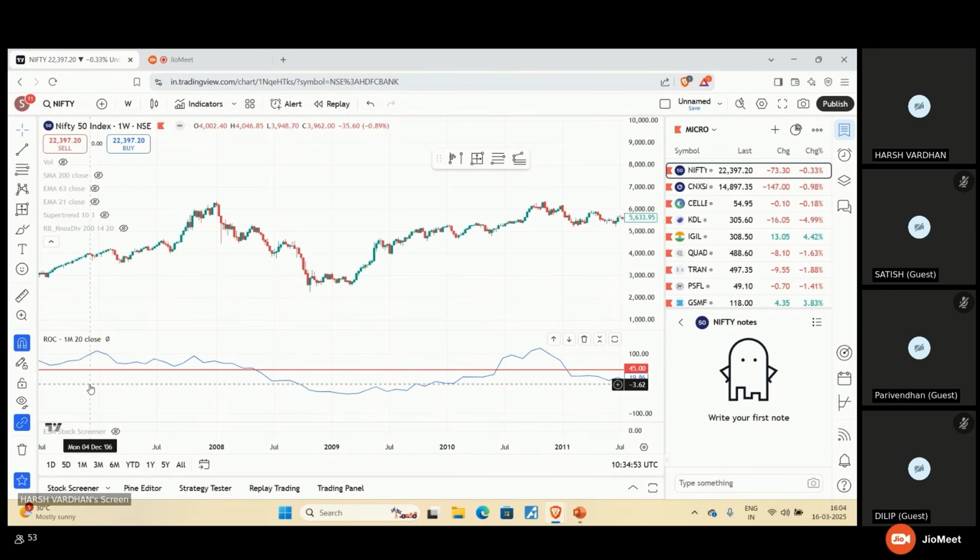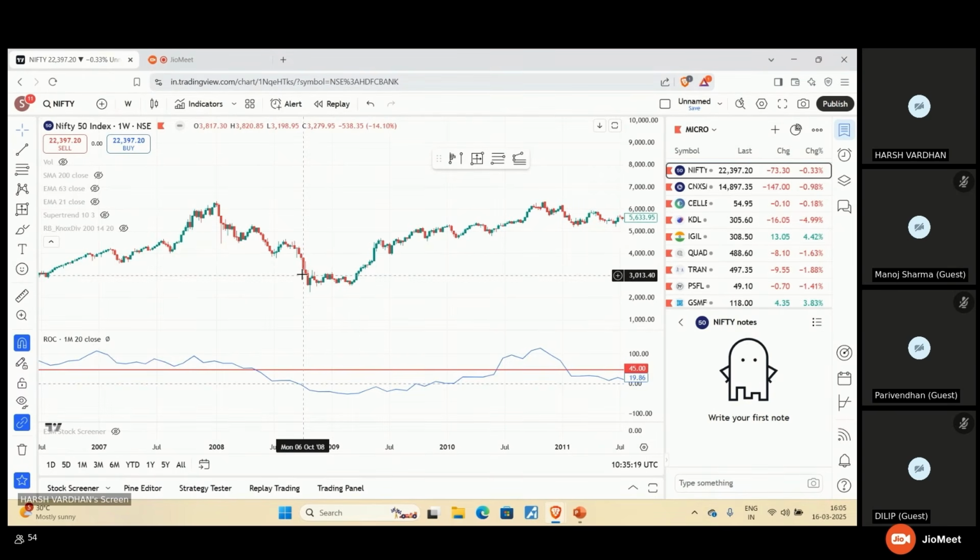Or is the dotted line fine? Is it visible to everyone? Is the dotted line visible to everyone? Yes, sir. Okay. So it told you to buy around here, somewhere here, around 3000 levels Nifty. It was October 2008, the crash. It told you to buy around somewhere here, 3200, 3300 levels. It started telling you to buy.